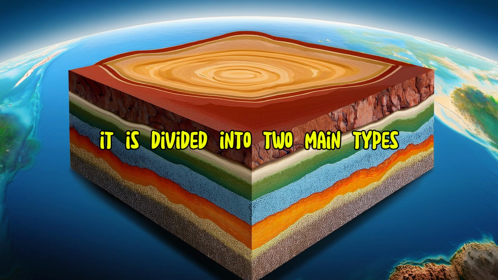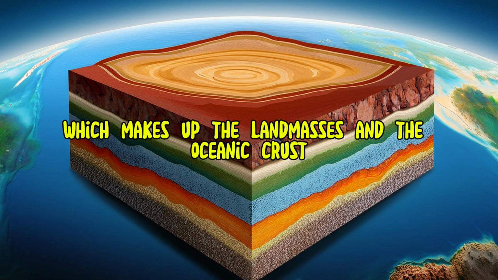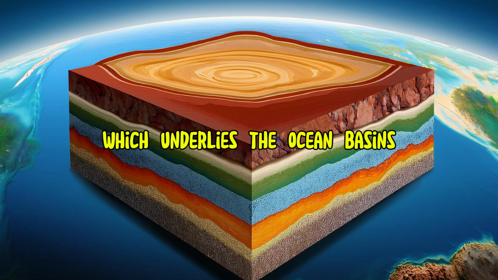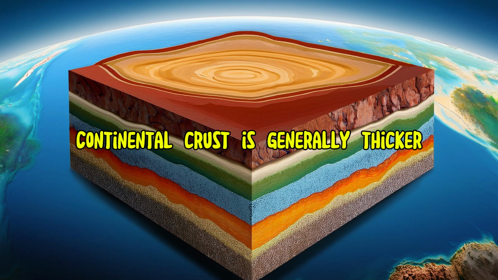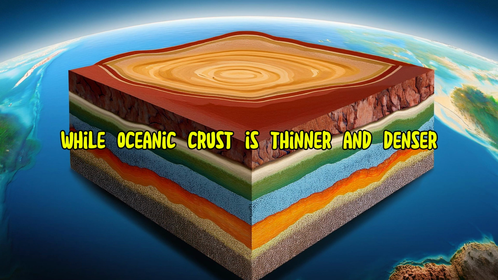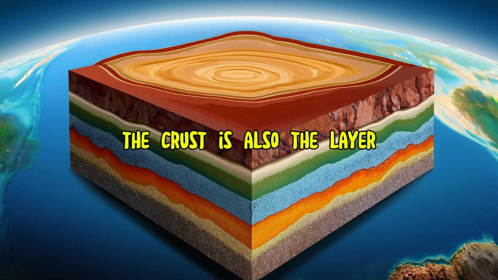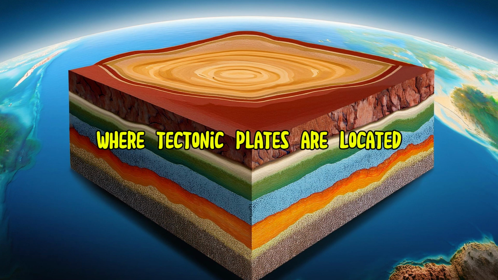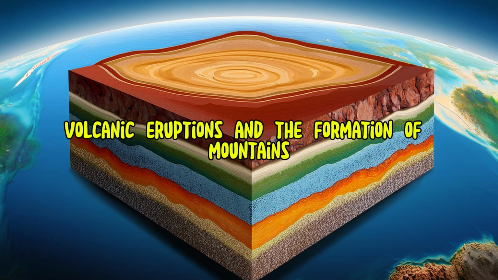Despite its thinness, the crust is incredibly diverse, composed of a wide range of rocks and minerals. It is divided into two main types: the continental crust, which makes up the landmasses, and the oceanic crust, which underlies the ocean basins. Continental crust is generally thicker and composed mostly of granite, while oceanic crust is thinner and denser, made primarily of basalt. The crust is also the layer where tectonic plates are located, and their movements are responsible for many geological phenomena, including earthquakes, volcanic eruptions, and the formation of mountains.